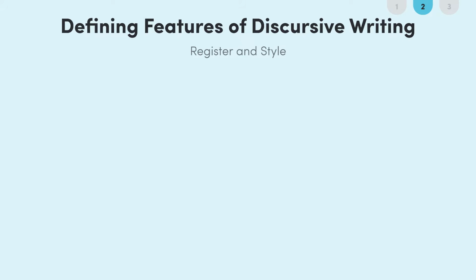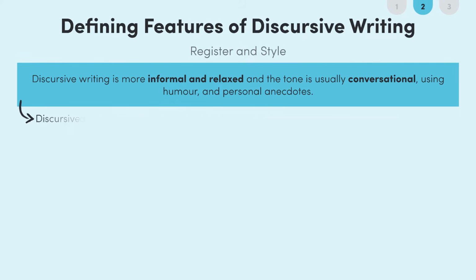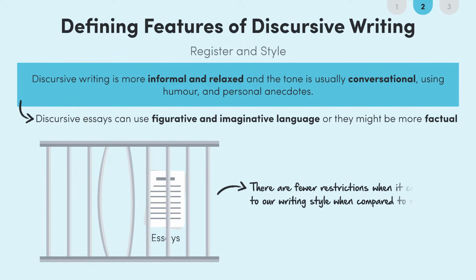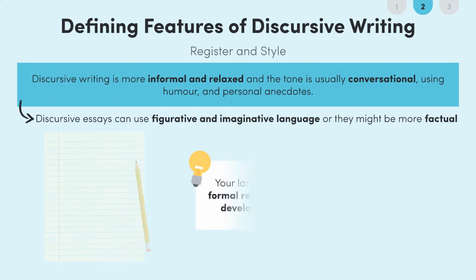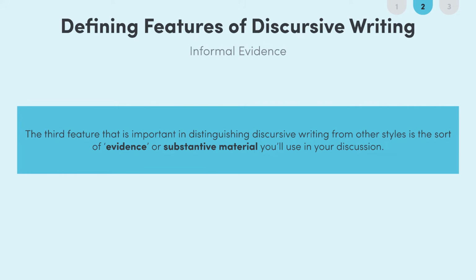The second most important defining feature is the tone or register of discursive writing. Unlike conventional essays, discursive writing is more informal and relaxed. The tone of discursive is usually conversational, using humour and personal anecdotes. Discursive essays can use figurative and imaginative language, or they might be more factual. In other words, there are far fewer restrictions when it comes to your writing style when compared to essays. Your language can be a mix of informal and formal register, which gives you the freedom to develop your own distinct style and voice.